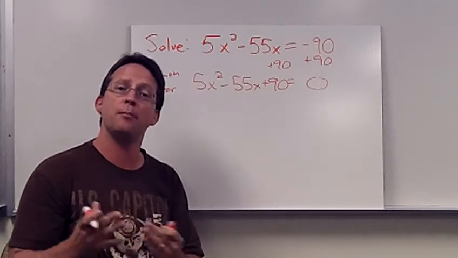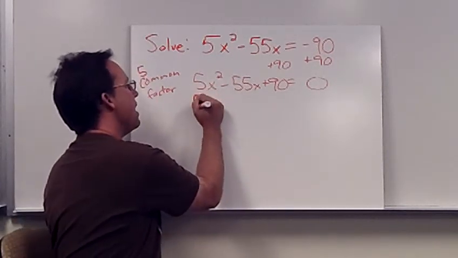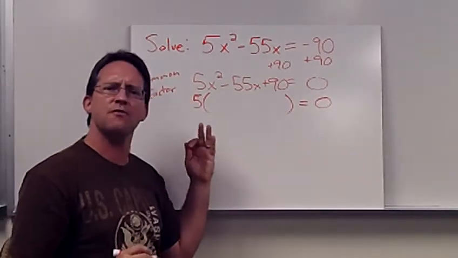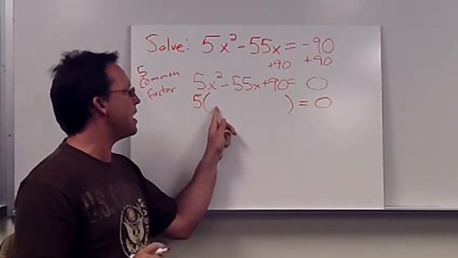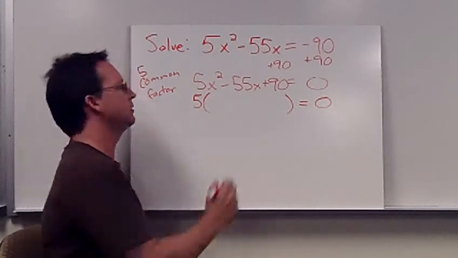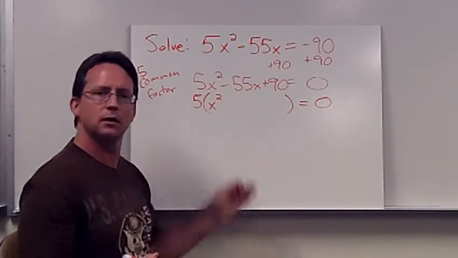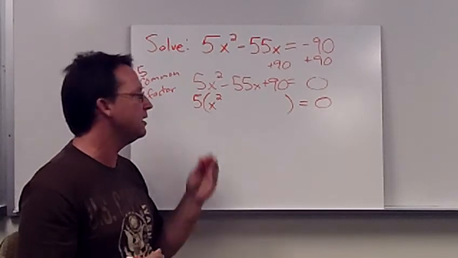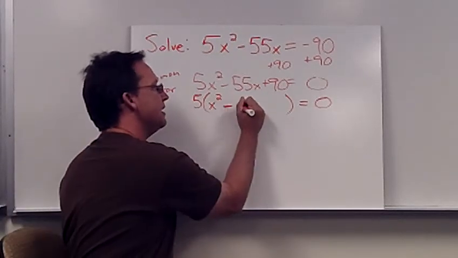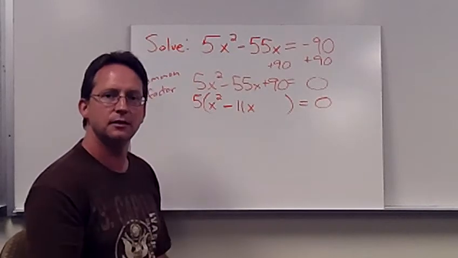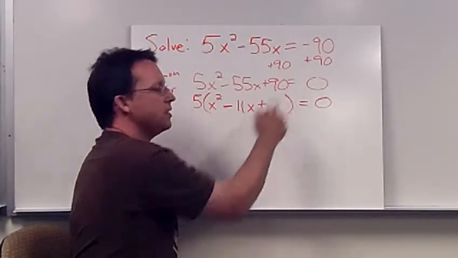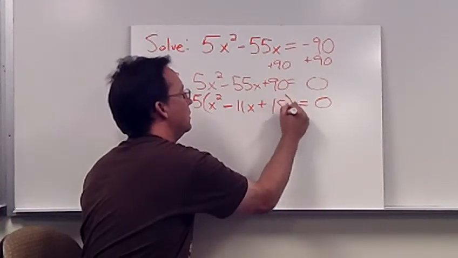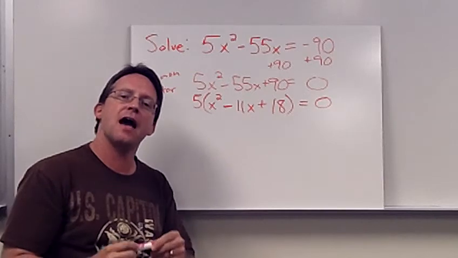It's like doing the distributive property backwards. So think about if that 5 were out front here, we're still going to be equal to 0. 5 times what would give me 5x squared? 5 times x squared. And then how could I get a minus 55x with the distributive property? It'd have to be 5 times a negative 11x. And then, 5 times what would give me 90? If I do 90 divided by 5, I get 18. All right? So we've taken out that 5 as a common factor.